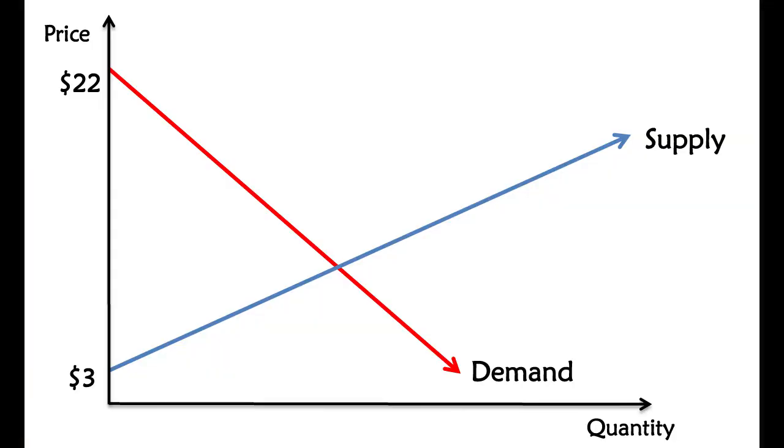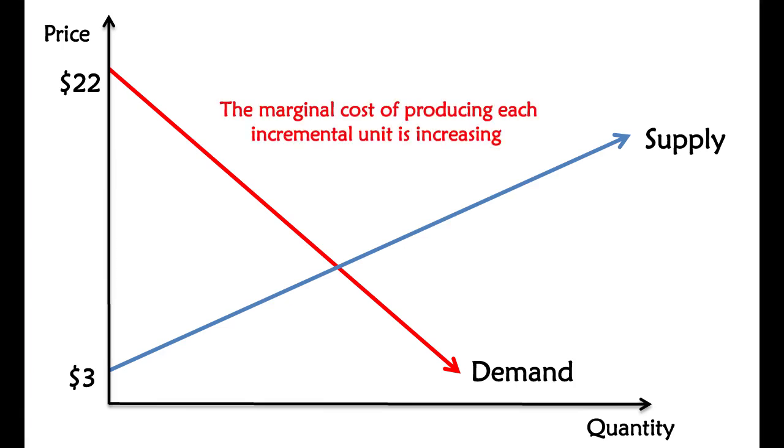Now, look at the supply curve, drawn for simplicity purposes as a straight line. It slopes upwards, reflecting the fact that the marginal cost of producing each incremental unit is increasing, meaning that the production of each additional t-shirt, in our example, costs more. This is not always true.